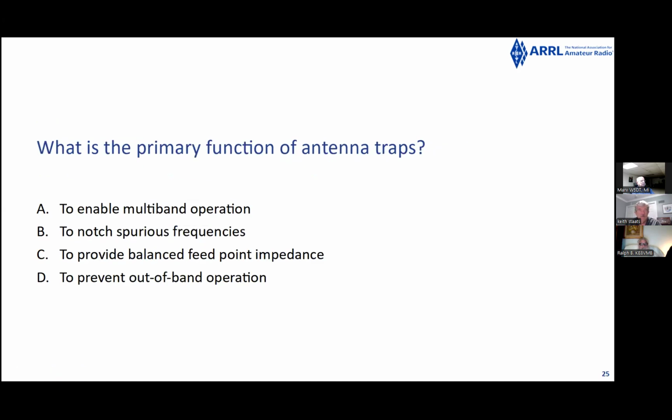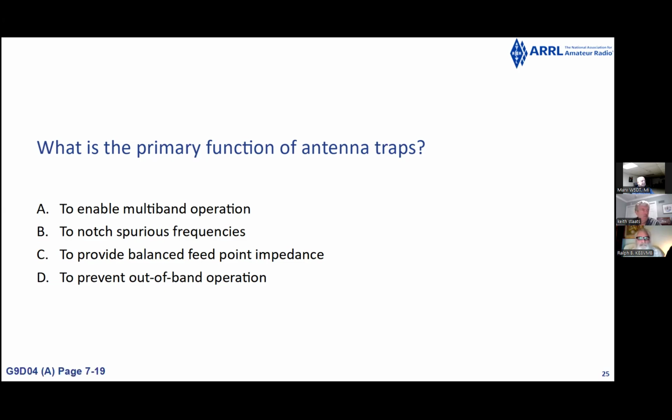What is the primary function of antenna traps? To enable multi-band operation, to notch spurious frequencies, to provide balanced feed point impedance, to prevent out-of-band operation. Traps enable multi-band operation. Yeah.